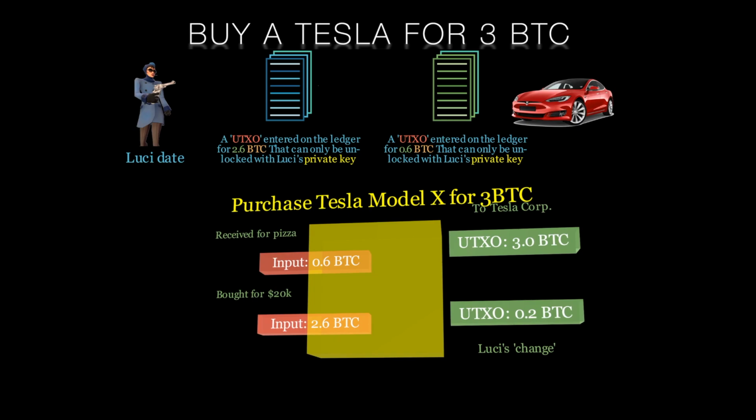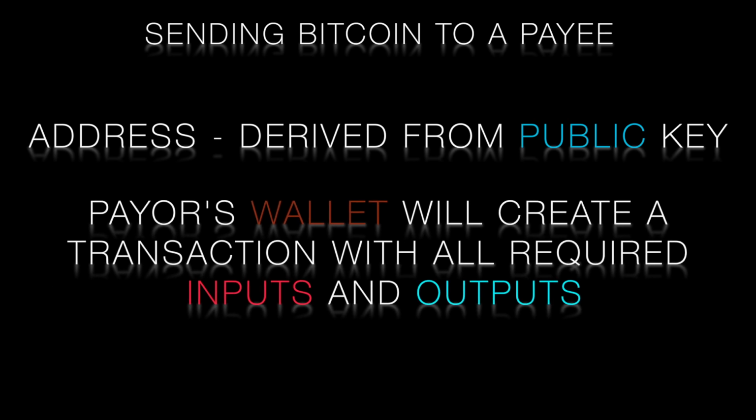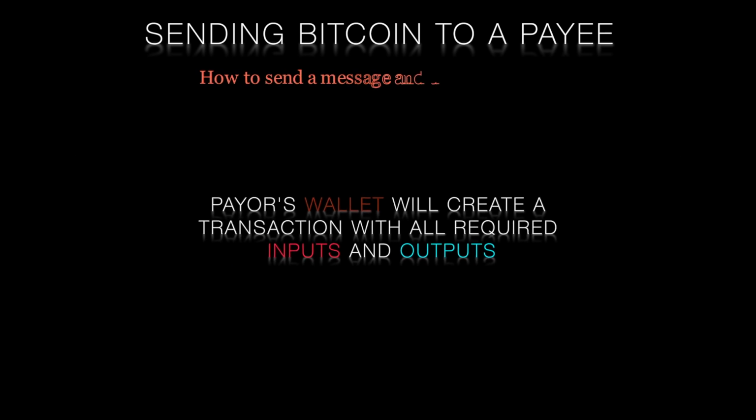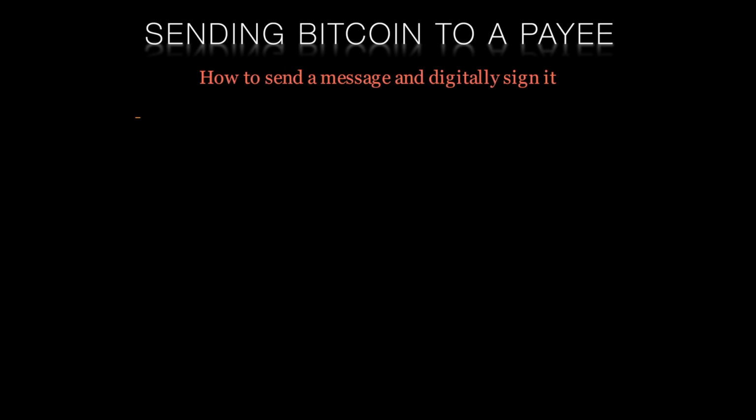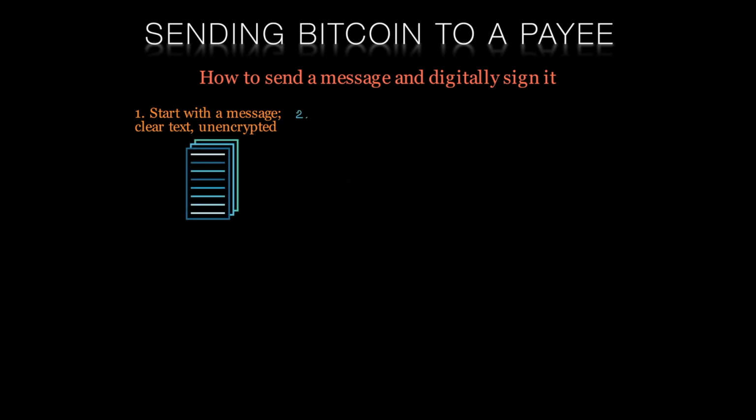So in order to send the 3 Bitcoin to the Tesla Corporation, Lucy will need to enter the address where the Bitcoin need to be sent. This will be a hash of the Tesla public key. In this specific case, her wallet will create a transaction with these two inputs and these two outputs. Once the message is constructed, then it can be digitally signed and dated. This follows the digital signature process that we went through in the last video.